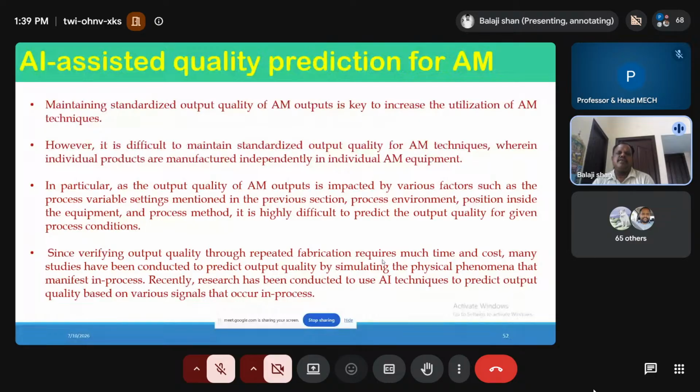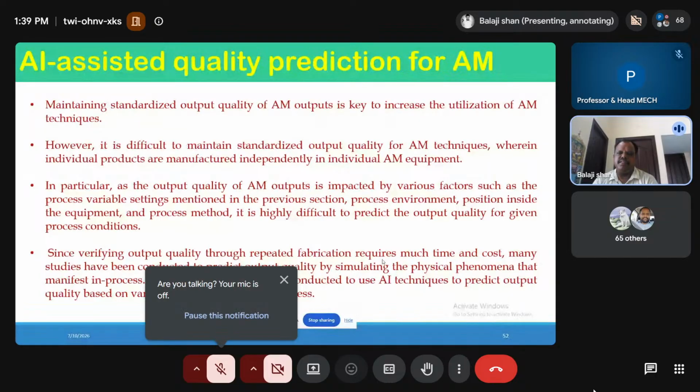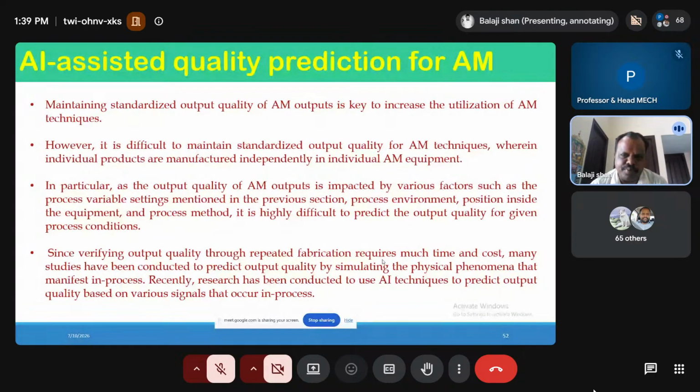In particular, the output quality of AM outputs is impacted by various factors such as the process variable settings mentioned in the previous section. That is, the input parameters, process environment, position inside the equipment, and process method. It is highly difficult to predict the output quality for a given process condition because each and every parameter plays a vital role in the output quality of the component. Even if any one of the input parameters is not suitable for the printing process, it will completely affect the quality of the output product.